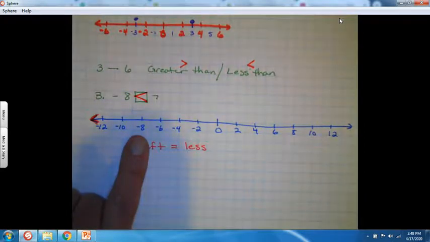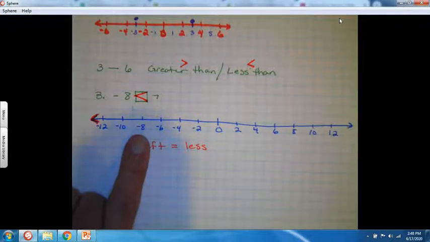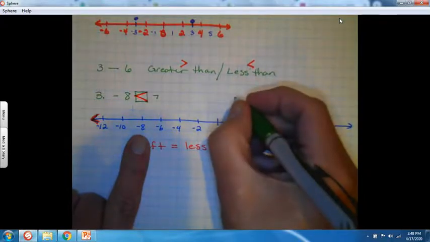And if you just think of it as that way, it'll be easier. All right, I want to do number 5 also. So I'm going to skip number 4. You guys have to do number 4. I'm going to do number 5.